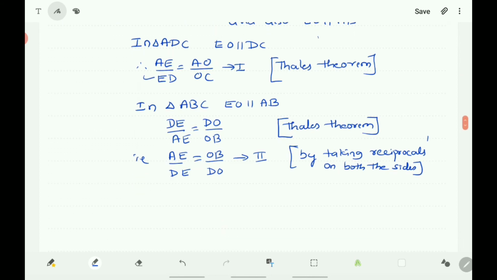Therefore, you can write here both first and second are having AE by ED in the LHS. Therefore, you can write the RHS are equal. Therefore, from first and second, you can write AO by OC is equal to OB by DO.